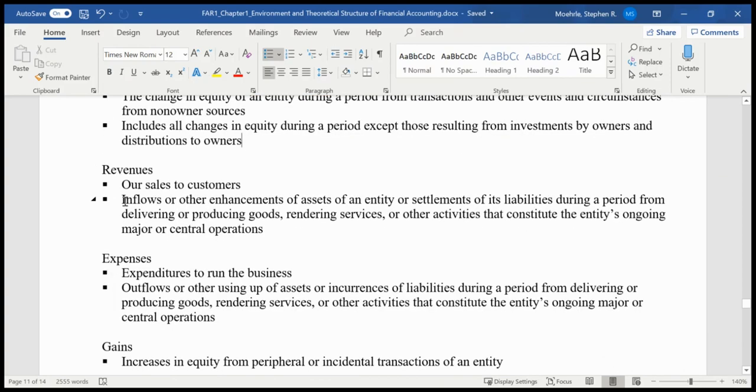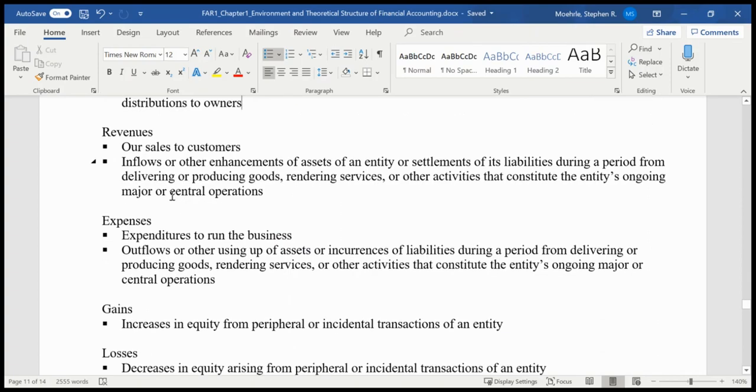Revenues. Revenues are our sales, the business's sales to customers. Its inflows are other enhancements of assets of an entity or settlements of its liabilities during a period from delivering or producing goods, rendering services, or other activities that constitute the entity's ongoing major or central operations.